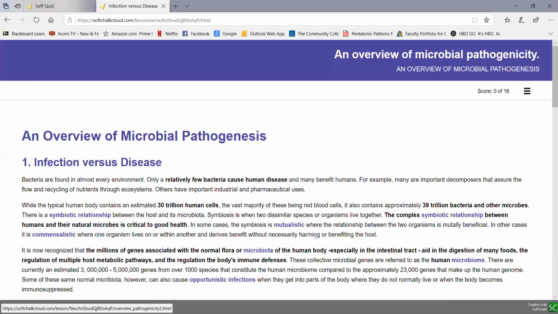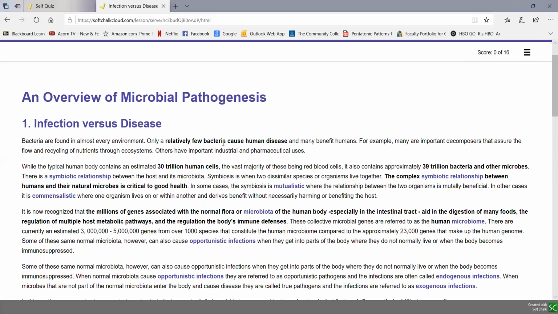So let's begin with our overview of microbial pathogenesis. The first section deals with infection versus disease. Now we're going to look at some of the things we talked about in our first lecture regarding the microbiota and microbiome just to get us into this. As we've mentioned before in the course, bacteria are found in almost every environment, but relatively few bacteria cause human disease, and many are beneficial to humans. They're important in decomposition to recycle nutrients in nature. We can use them to get industrial and pharmaceutical materials, etc.